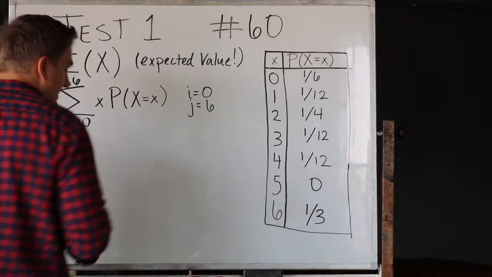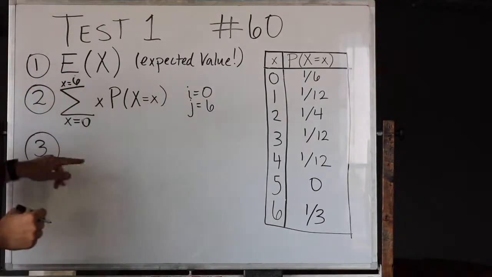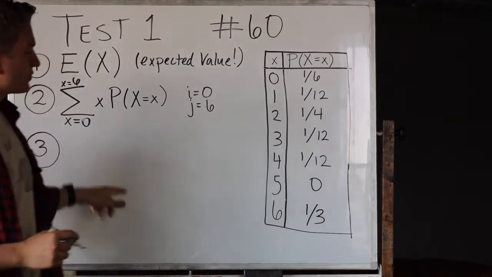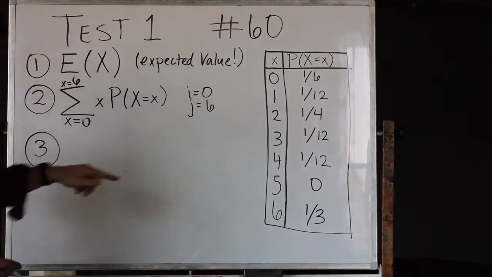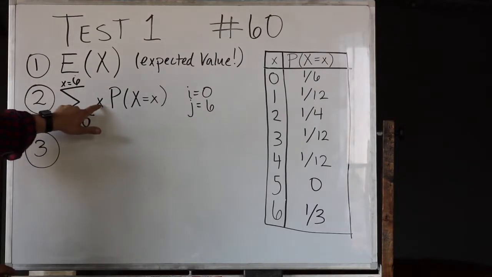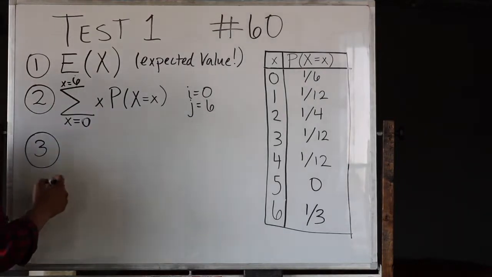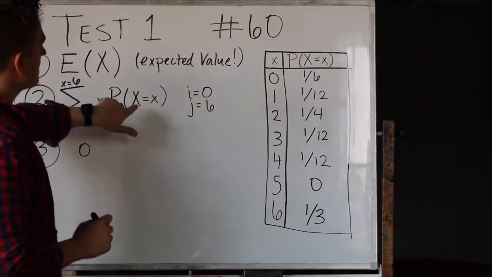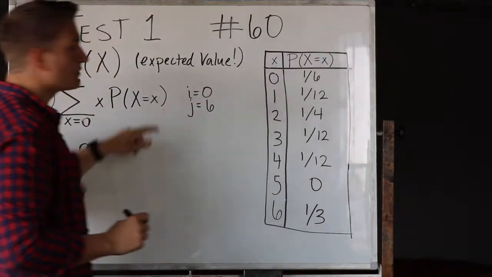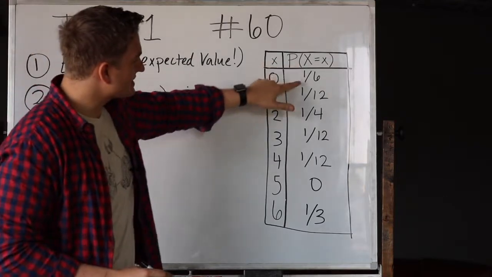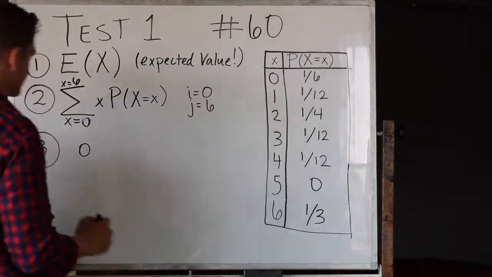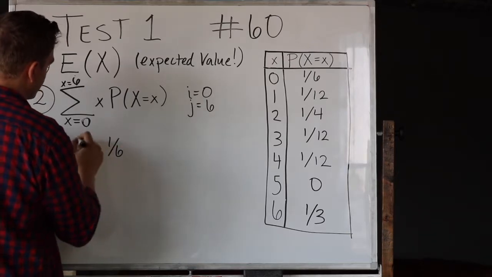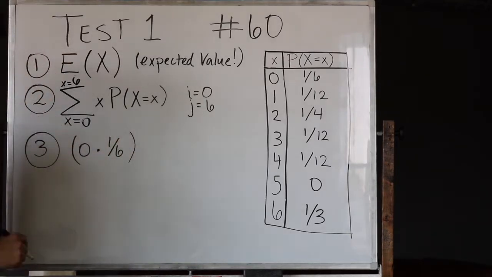We're going to move on to step 3. We're going to solve the problem. So here's what we're going to do. We're going to start with 0, and we're going to find what this expression is when x equals 0. So 0 goes in for x because x equals 0. So the first step, we're going to have 0 times the probability that our discrete random variable equals 0. And you can see in this column, it gives us 1/6. So right off the bat, we're going to have 0 times 1/6 for our first piece.